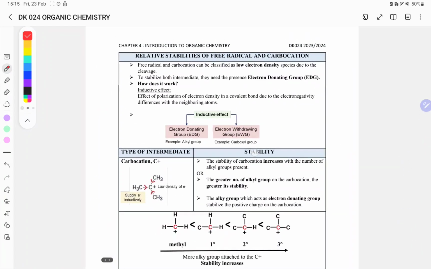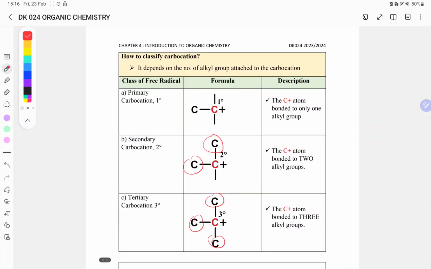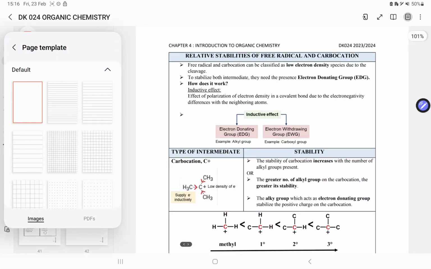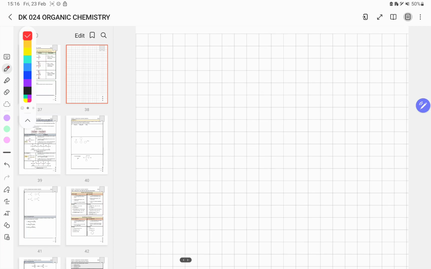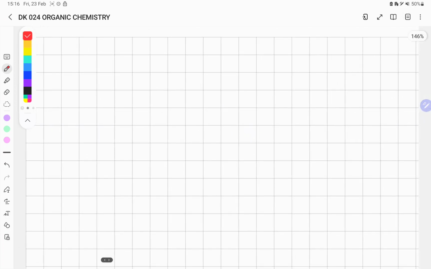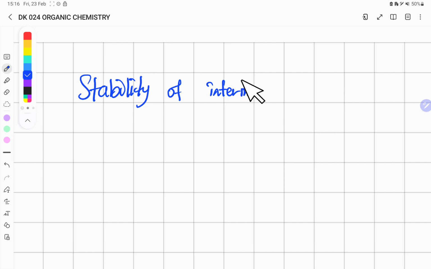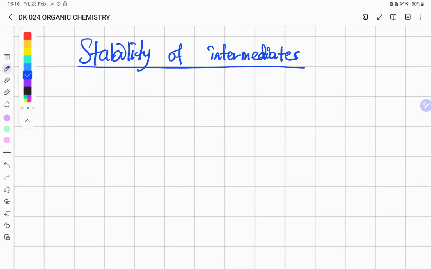There's a lot of information here, but I'm not going to go through that. I'm going to take a new piece of paper and start fresh. Okay? So, I want you to take a piece of paper too. Or if you use a tablet, then make a new page.